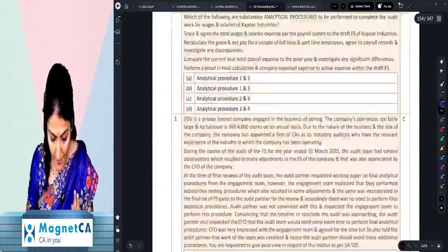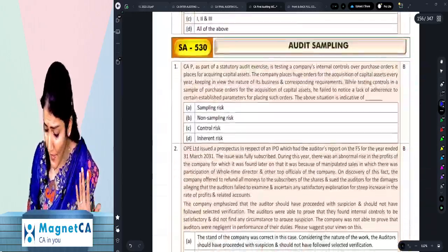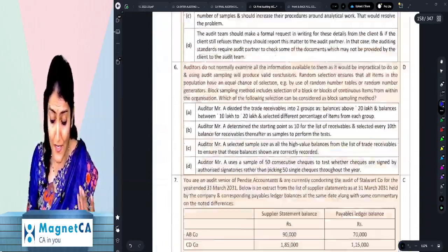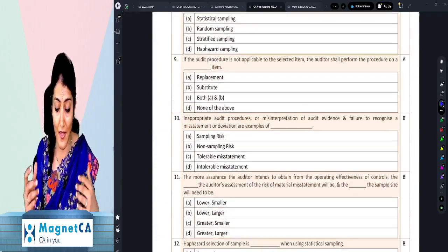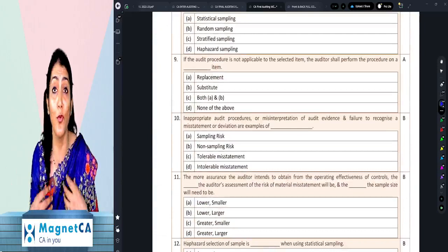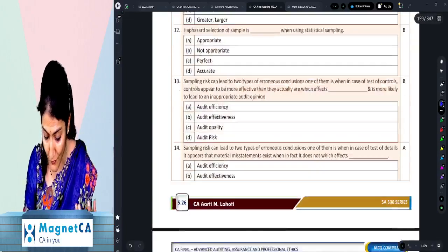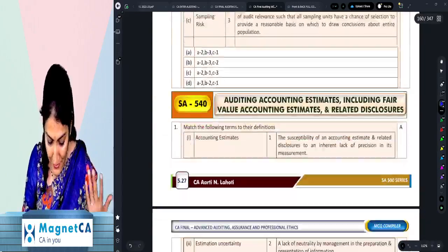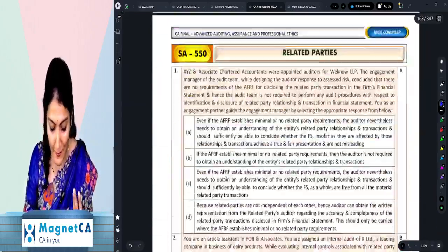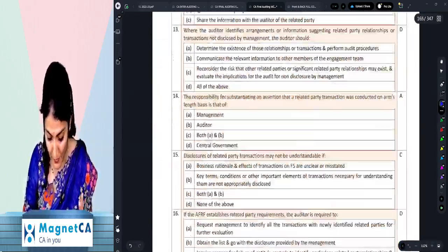So SA 510, and so nowadays, you know, students, before they want to purchase a book, they want a video regarding it. They say, no ma'am, we want to have a look at the content of the book, we want to know what all is covered in this book. So keeping that requirement of the students in mind, I'm making this particular video.